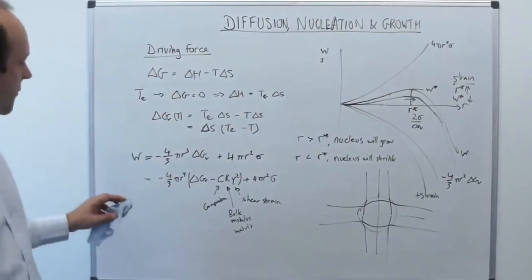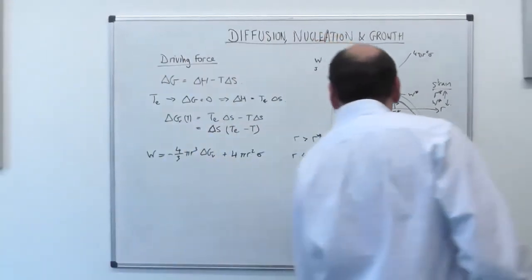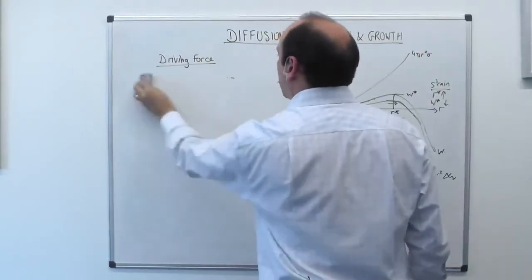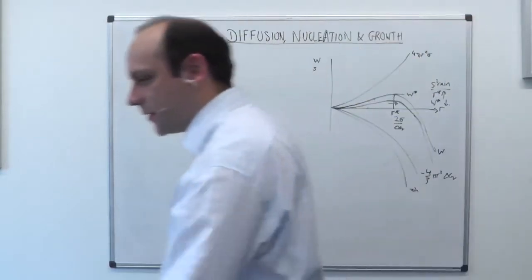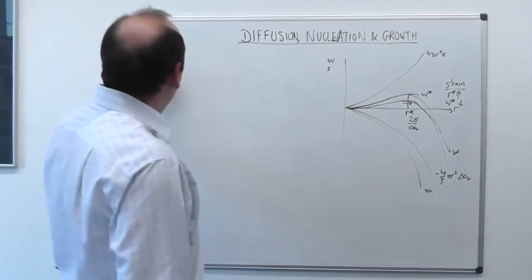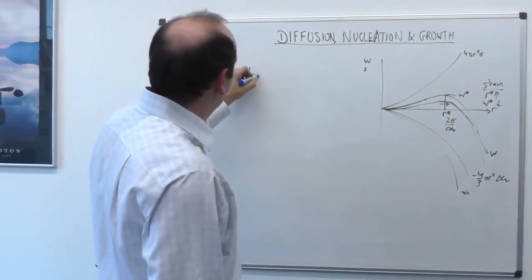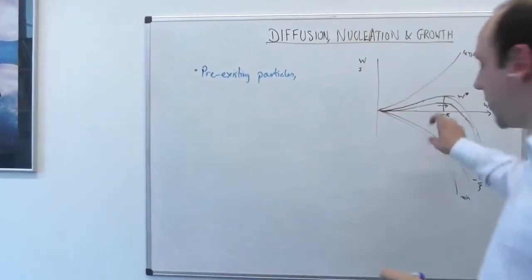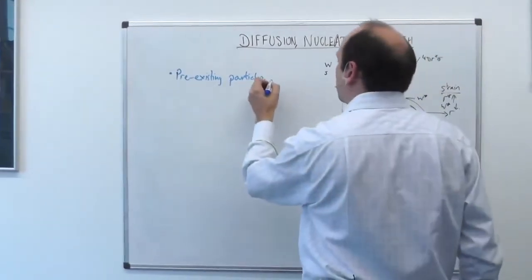So what does this all mean? A few headlines. Let's in fact get rid of the maths. It's now a distraction. And this means a couple of things. Generally, having pre-existing particles, some things that already exist that you could just grow on, will make nucleation easier.